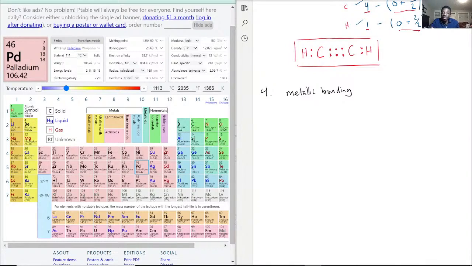So like gold, for example. Okay, it isn't actually an element, but to get that whole gold bar, there's metallic bonding that happens, pure gold.